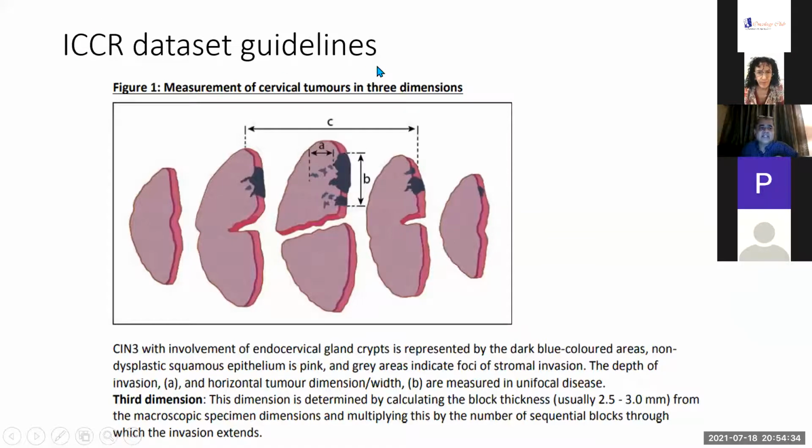The ICCR dataset guidelines have different algorithms or different ways in which you measure the three dimensions of the tumors. Once you submit the conization specimen, and if you see invasive tumors, you have to look at the depth of invasion. You have to see in which sections the tumor is present, which clock positions, whether it is multifocal or unifocal. So those things also come into practice in pathology when you submit a conization specimen.